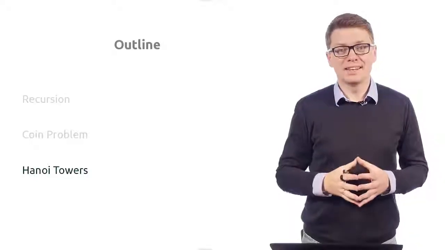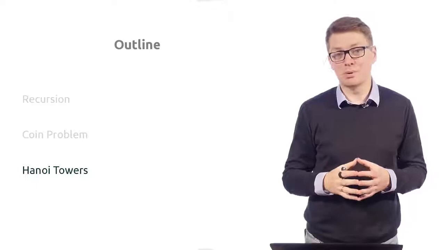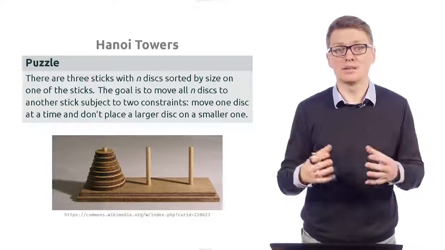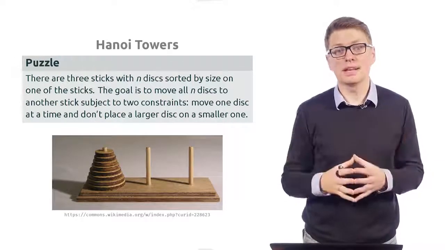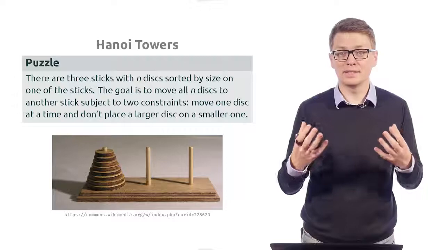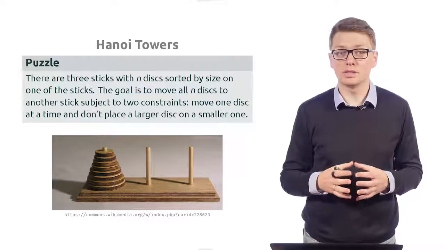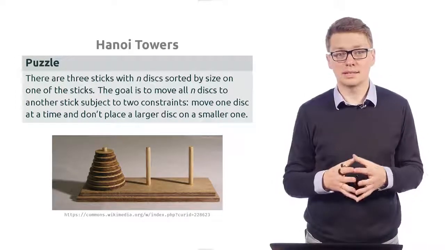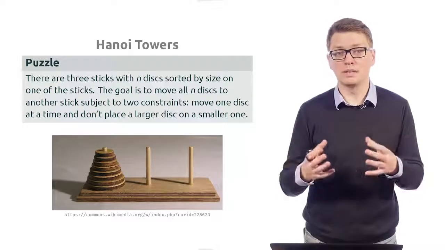Our final example is the well-known Hanoi Towers puzzle. In this puzzle, we're given 3 sticks. 2 of them are initially empty. On the first stick, we have n disks, sorted by size as shown here on the slide. Our goal is to move all n disks to some other stick, to one of the 2 empty sticks.